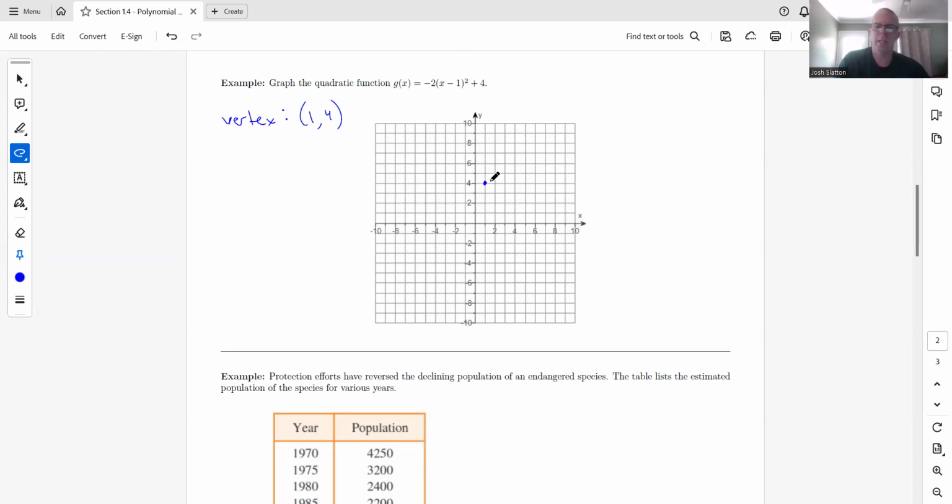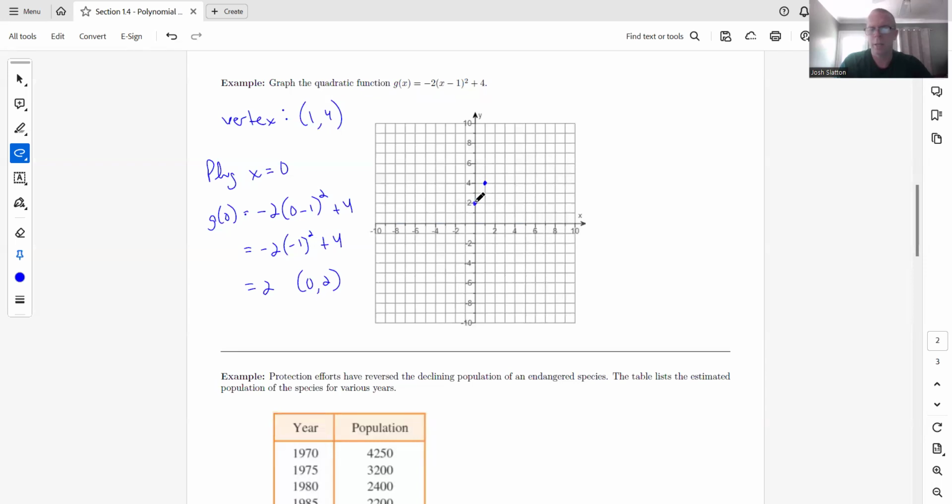Now we really just need one other point if we're on the computer, 2 other points if we're completely drawing this by hand. And so you can just plug in any value for x except what is in the vertex. So let's just try 0. Find g of 0. And so -2 times 0 minus 1 squared plus 4. And we get -2 times -1 squared plus 4. That'd be 1. So we have -2 plus 4. That is 2. So our second ordered pair would be 0, 2.